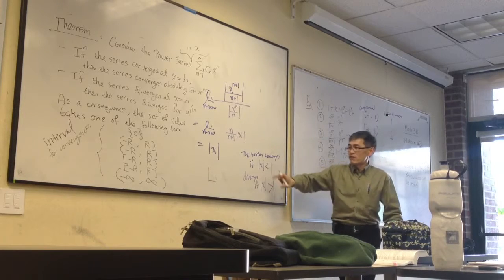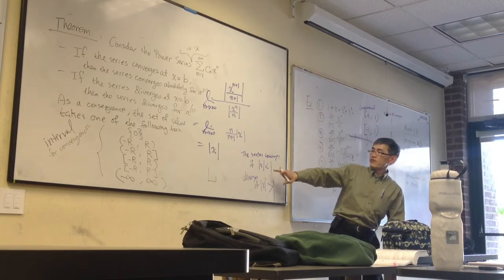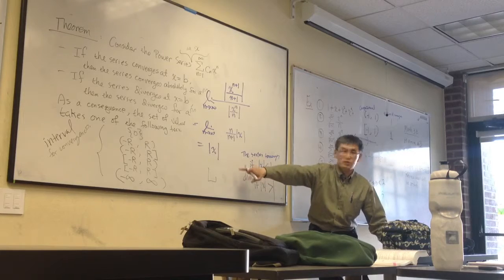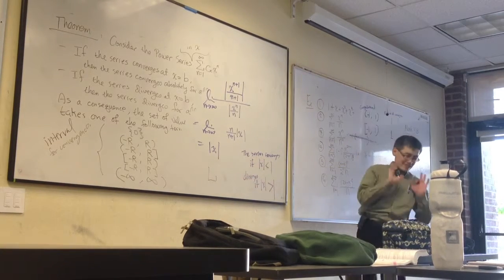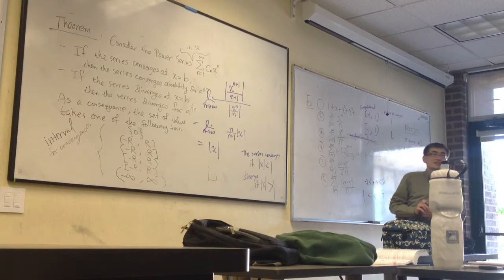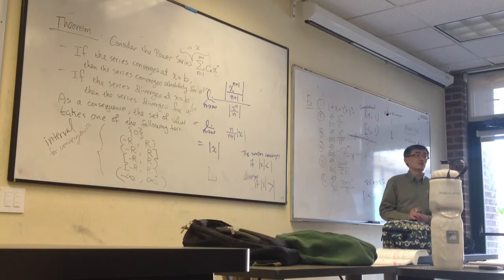Therefore I know that if this number, which we previously called L, is less than 1, then I know that it converges. As a matter of fact, converges what? Absolutely. Remember, the ratio test says that if L is less than 1, then it converges absolutely. Not just converges, say converges absolutely.